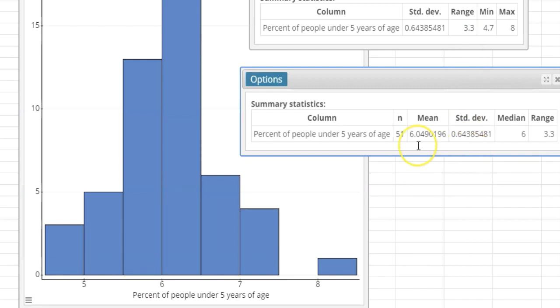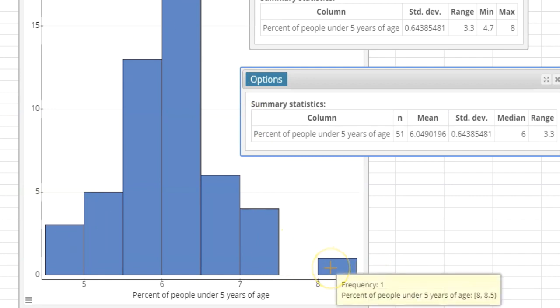So it's always better. These are the exact values that you get from StatCrunch. But if you didn't have technology, it's always good to be able to eyeball. What do you think the mean is? What do you think the standard deviation roughly is?